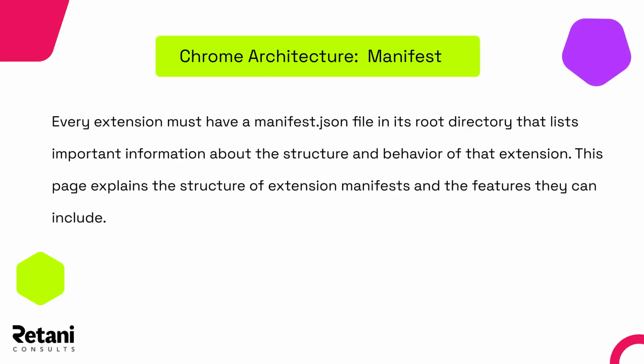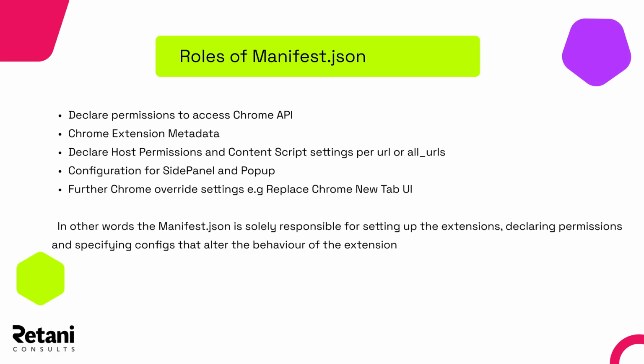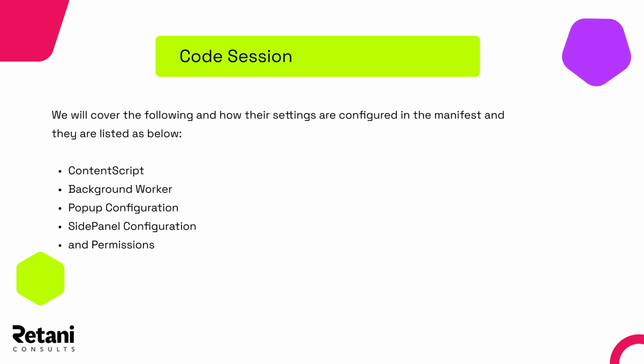Hi everyone, welcome back. Now we'll be covering the manifest, and the manifest controls the configuration for the extension. It declares permissions, it tells the Chrome browser specific Chrome APIs we intend to use, and it also gives the browser metadata about our extension, like the name, the version, the description, the extension icon, and also some other configurations for the side panel and the UI. So in the next video, we'll go through some coding practice and I will show you how to configure the manifest.